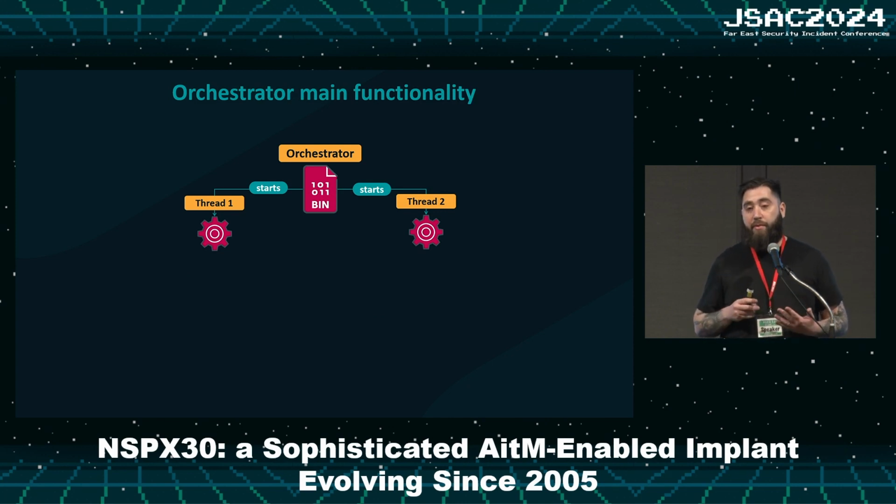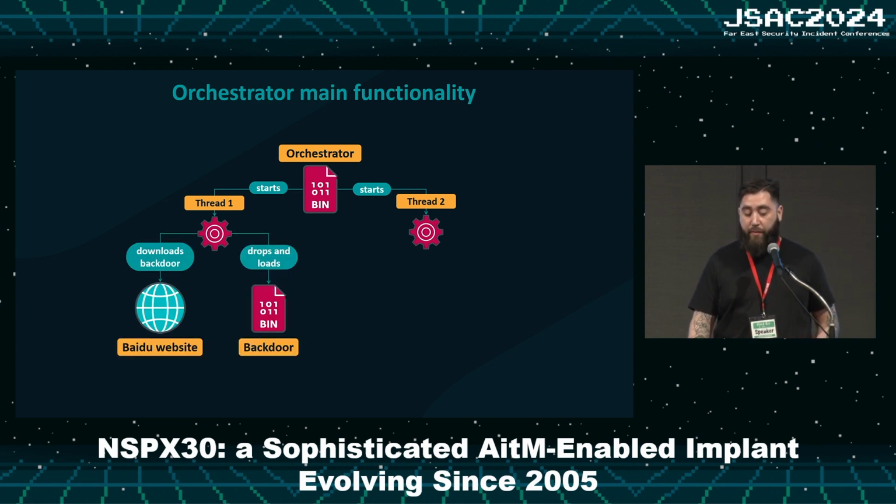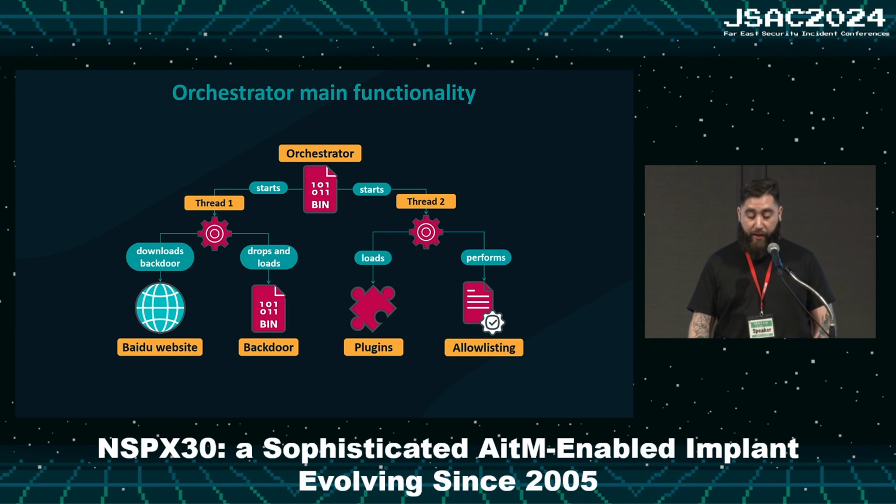The loading chain of the implant is quite nice, but too long to explain, so I will skip it and talk about the orchestrator. When the orchestrator is loaded, it creates two threads. The first thread checks if the backdoor is present on disk, and if it's not, it downloads it, decrypts the backdoor DLL, and then loads it in memory. The second thread gets the name of the current process to decide which plugin to load. Similarly, if the process belongs to a specific security software, it will perform the allow listing of its loaders.